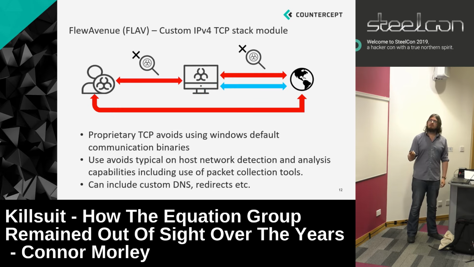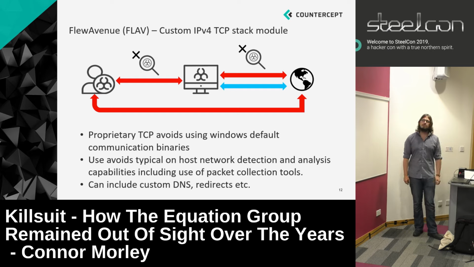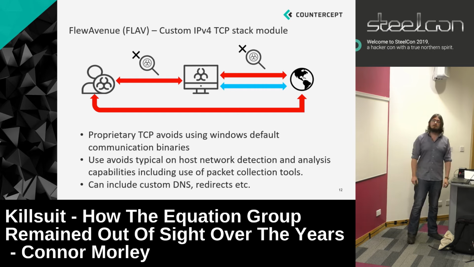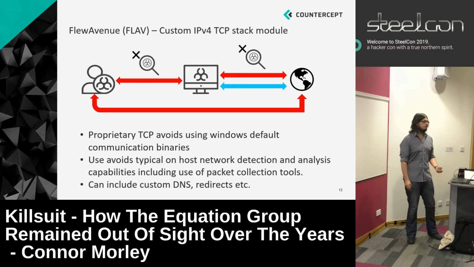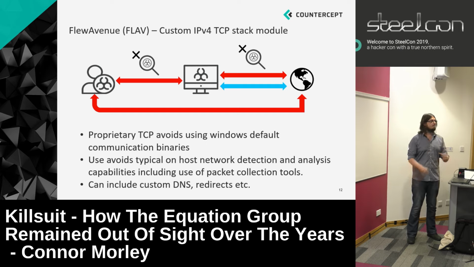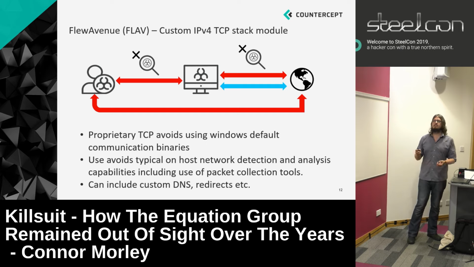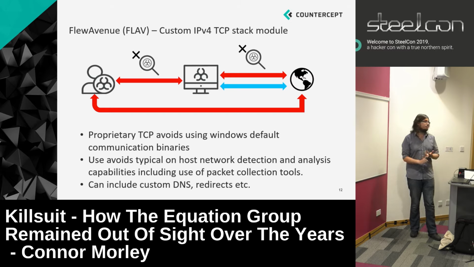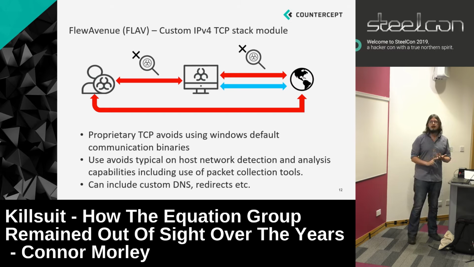The last one I'm quickly going to go over is Flu Avenue. Now, Flu Avenue is really cool. Flu Avenue and Dorman Gauze are the two custom TCP/IP stacks that the Equation Group built for KillSuit. Basically, they avoided detection by not touching the WinSock API. They completely wrote their own stack. So this, on a lot of occasions, avoids things like netstat analysis or any logging that would be to do with that API. In practice, it also tended to circumvent a lot of packet capture tools.